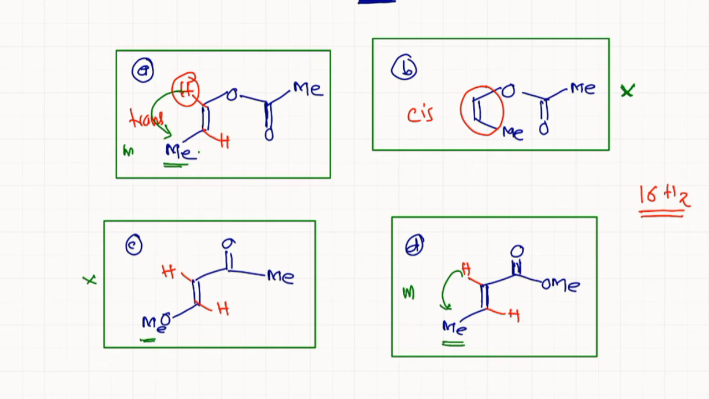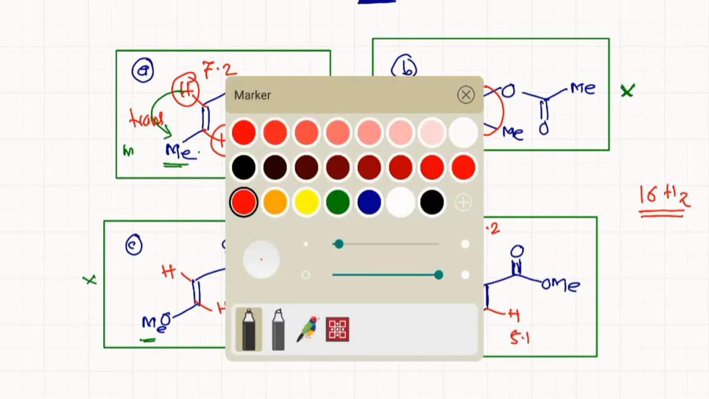Later on another signal is given, 5.1, which is again a doublet. Sorry, 5.1 is a multiplet. That means either this hydrogen should be 5.1 and this should be 7.2. Here also the same chemistry: 7.2, and this one is 5.1.